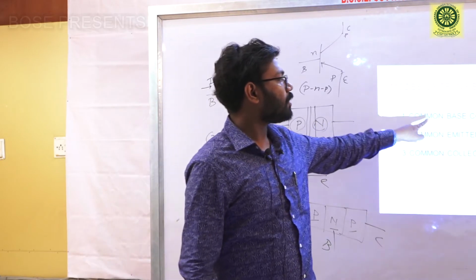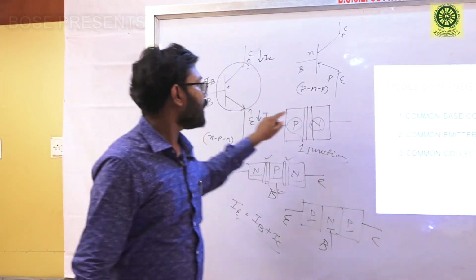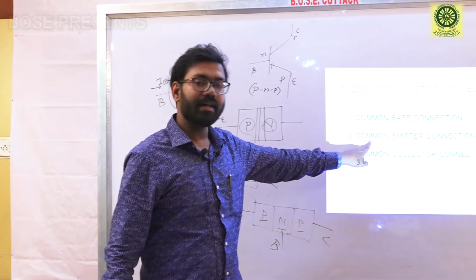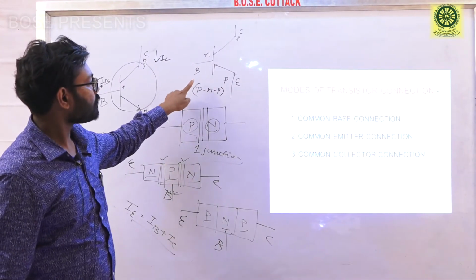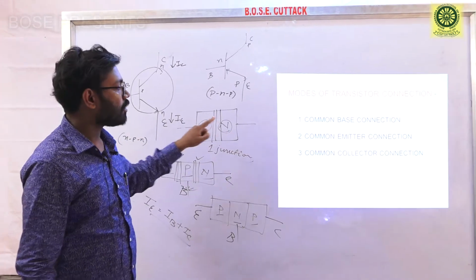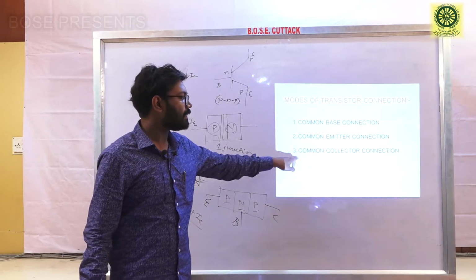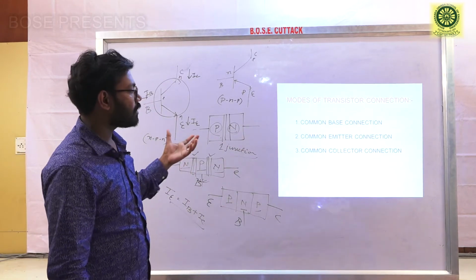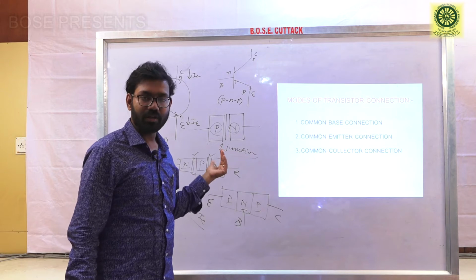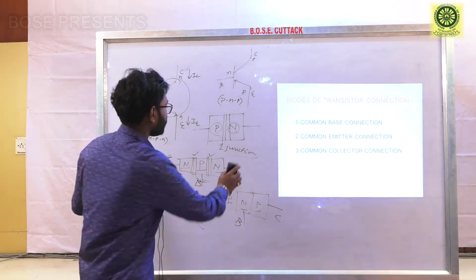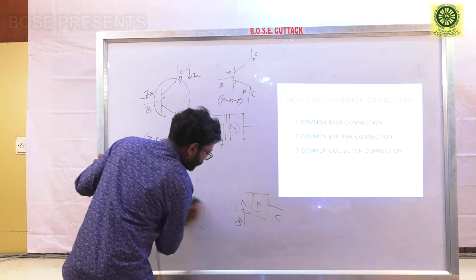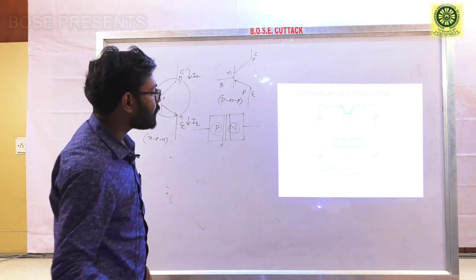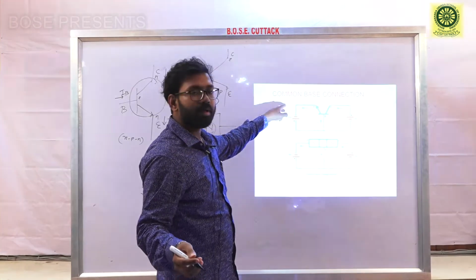So in the case of common base configuration, we make the base common. In the case of common emitter connection, we make the emitter common to both input and output. Like that, in the case of common collector connection, we make the collector common to both input and output. Now just look at the figure, that is common base configuration.